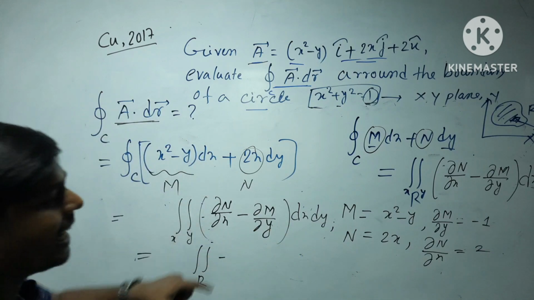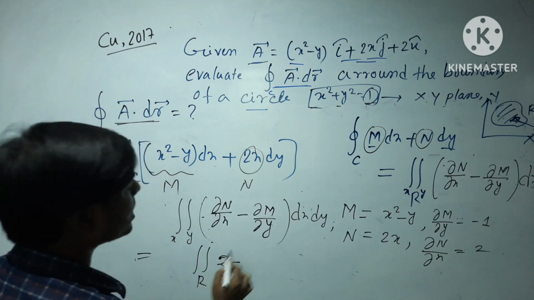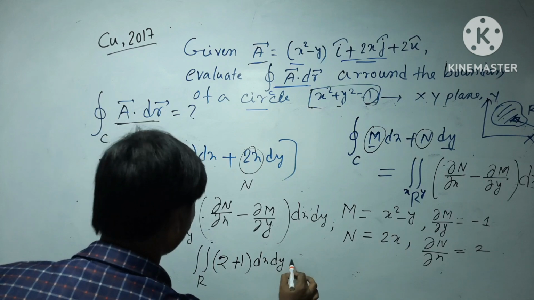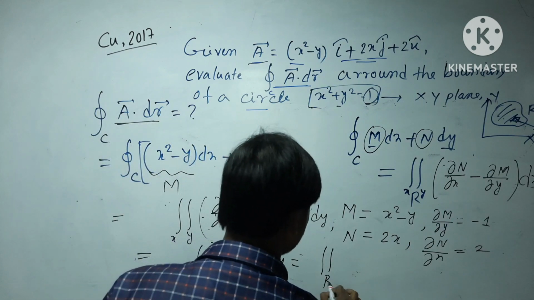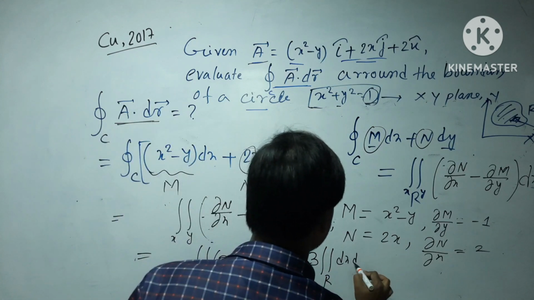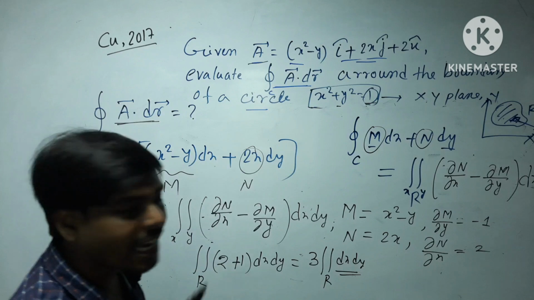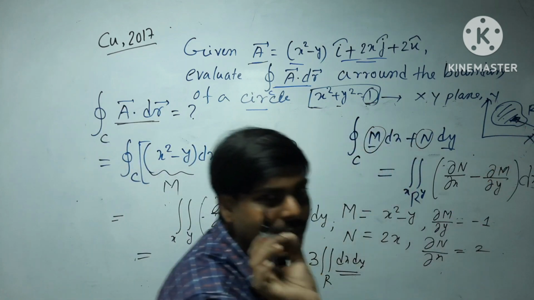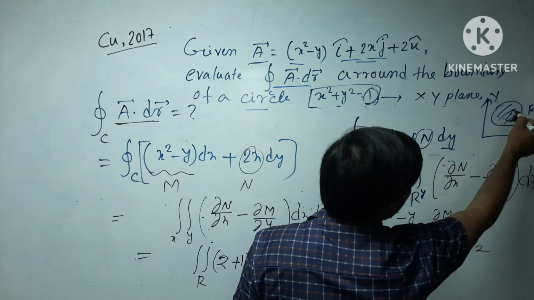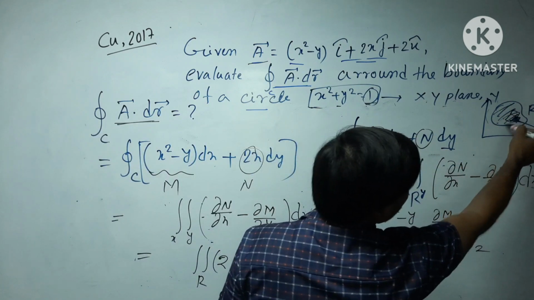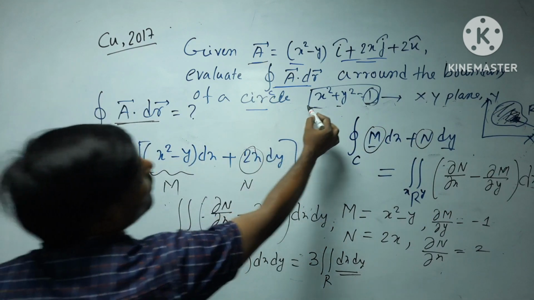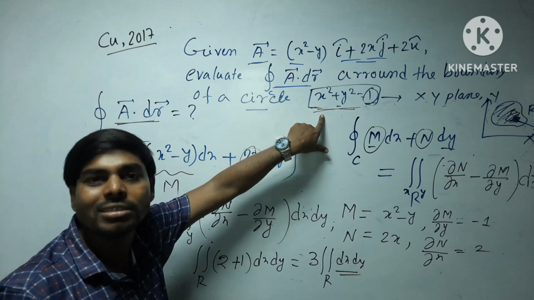Okay, so what is the del N del x? It is 2. Minus of minus 1, that is 1, dx dy. So it is in the region R. 2 plus 1, that is 3. I can take 3 outside, and dx dy. What is the dx dy? dx dy is an infinitesimally small area, একটা ছোট্ট area. When I am integrating this small area over this region, it gives you basically the area of the curve. Right? So what is the curve here? The curve is nothing but the circle.